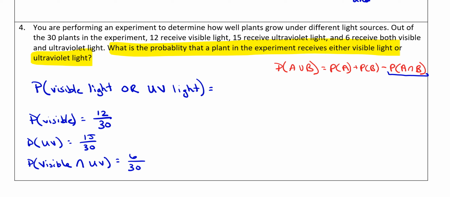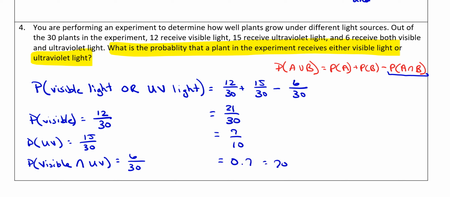So we've already found the probability of visible light. That's 12 out of 30. We found the probability of UV light, which is 15 out of 30. And now we just have to subtract where they overlap, 6 out of 30. So 12 plus 15 is 27. 27 minus 6, 21. So 21 over 30, which would simplify down to 7 over 10. Or if you really wanted a decimal, that would be 0.7 or 70%.